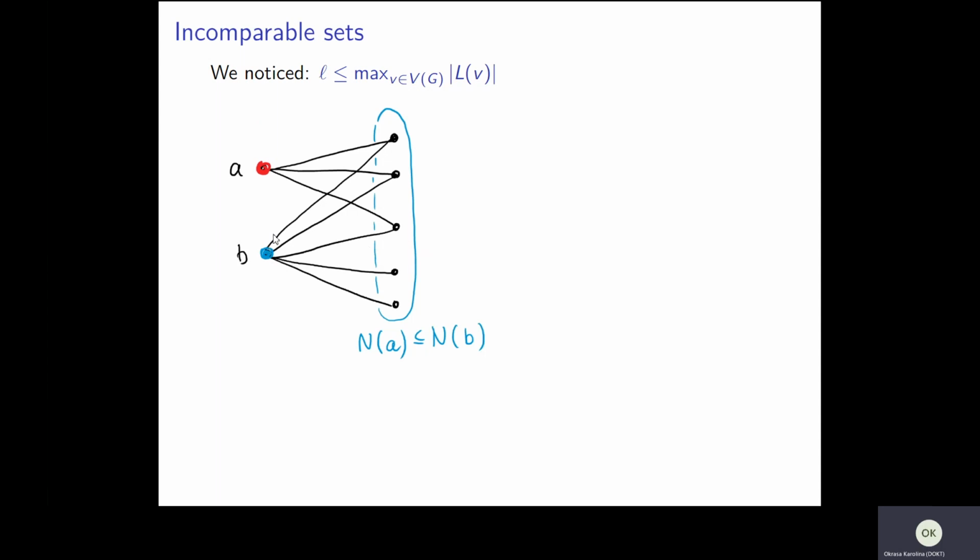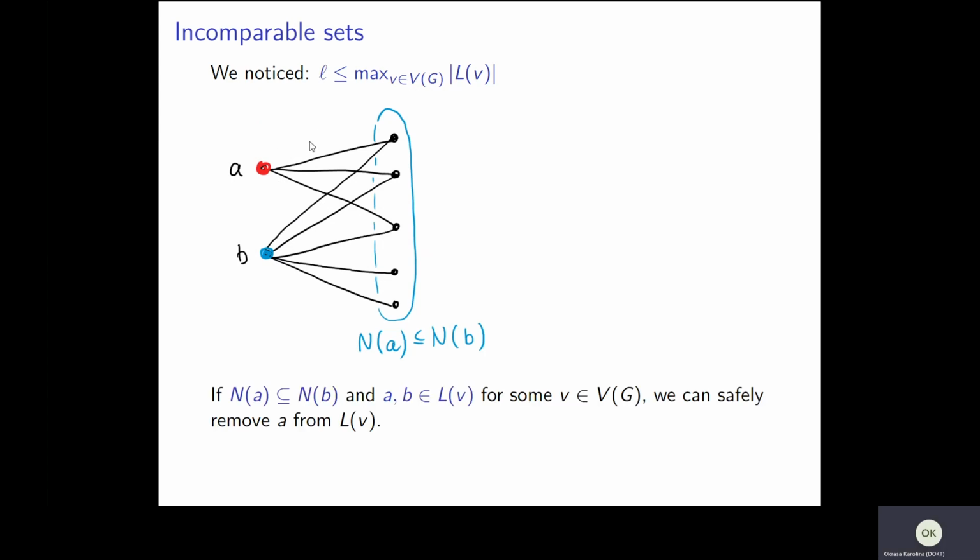Therefore, if they both belong to some list, we can always just remove the one whose neighborhood is contained in the other's neighborhood. And I think it's easy to see that this is a safe reduction rule, because if there was a homomorphism using A, then now we can just use B instead. And if there was no homomorphism at all, then we just removed some vertices from the list, so there is still none. So this is a safe reduction rule.